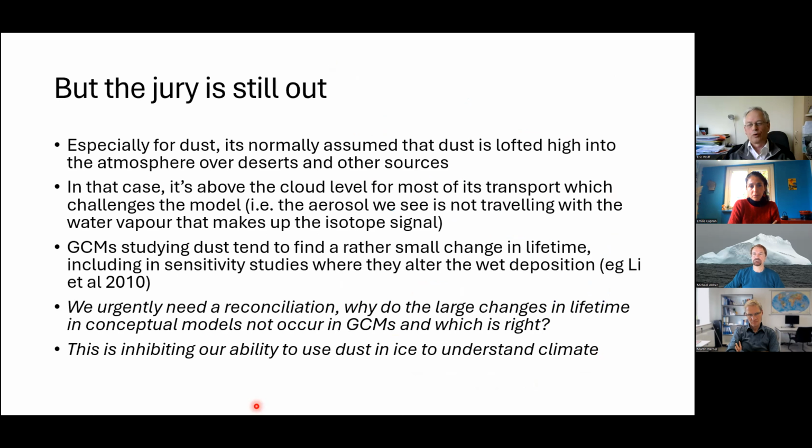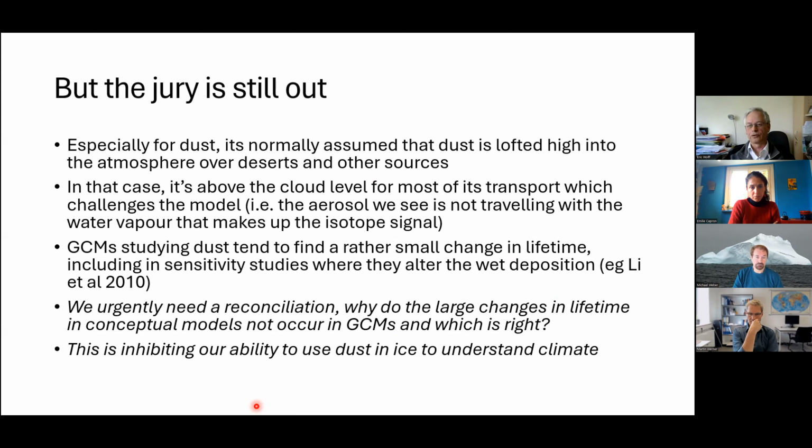But I would argue, and this may be the starting point for discussion in a couple of minutes, that the jury is still out. Because especially for dust, it's normally assumed that over deserts, dust is lofted high into the atmosphere in order to get transported a long way. And if it's lofted high into the atmosphere, then it's above the cloud level for most of its transport, which challenges the concept of the model.